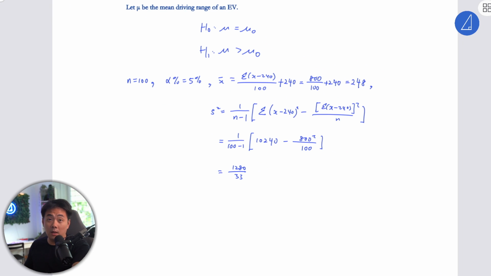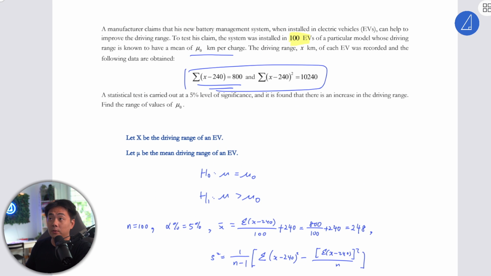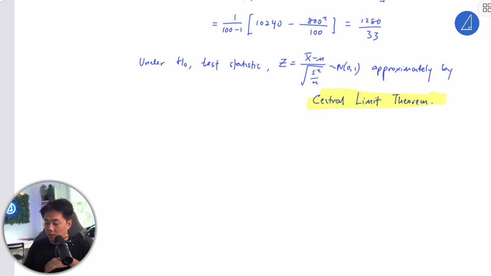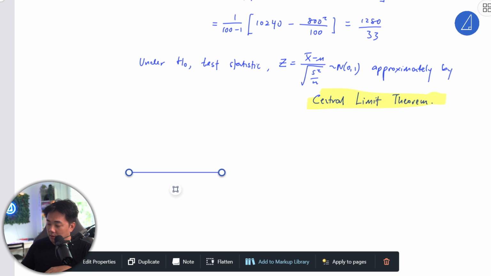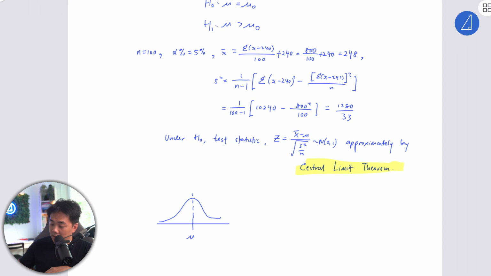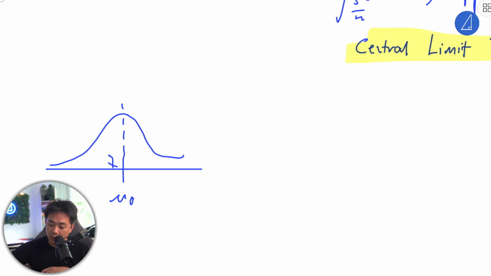Then now you have to use the classical method here, which is the rejection zone method, because we need to find the range of mu naught. By the central limit theorem, you have to write this down: approximately, because the population is not known to be normal, but the sample mean is approximately normal. Essentially I would like to draw the normal distribution out, because to visualize this, understand that the closer you are to the mu, which is actually mu naught here, the more true H naught is. Okay, this is the truth.